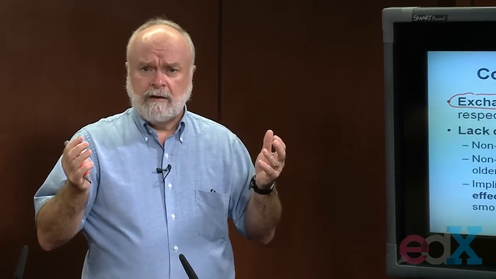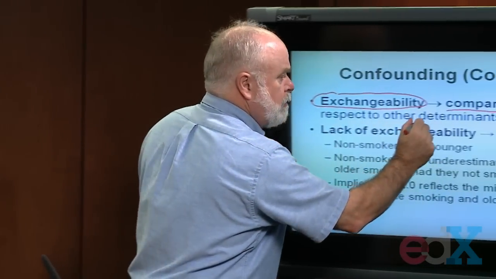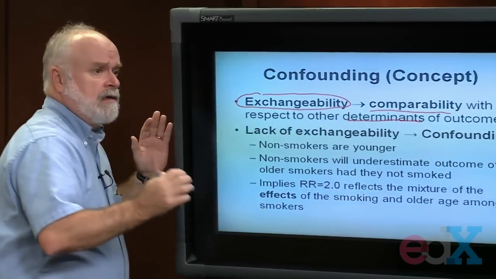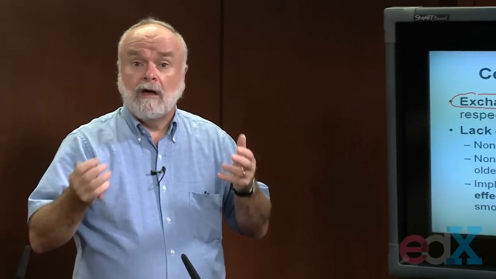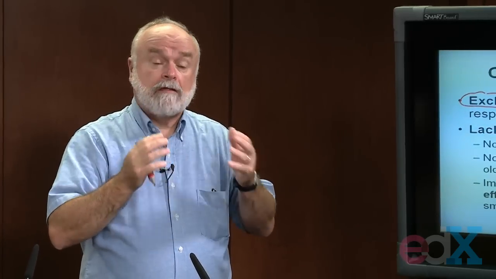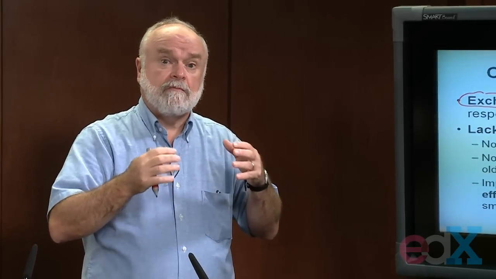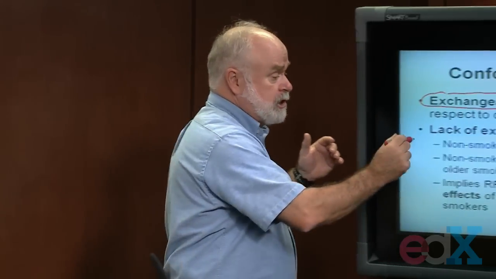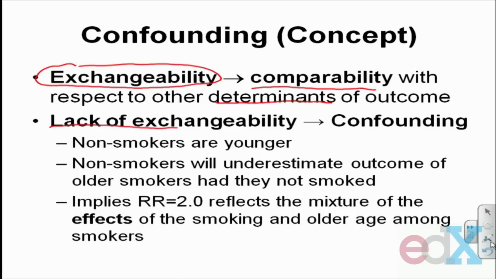Well, what do you mean by every detail? Every other risk factor, every other determinant that could cause the outcome is balanced, is the same among the non-smokers and the smokers. That's what comparability means. Comparability with respect to other risk factors, other determinants of the outcome. And lack of exchangeability means we don't have comparable groups. That's what we conceptualize to be this notion of confounding.